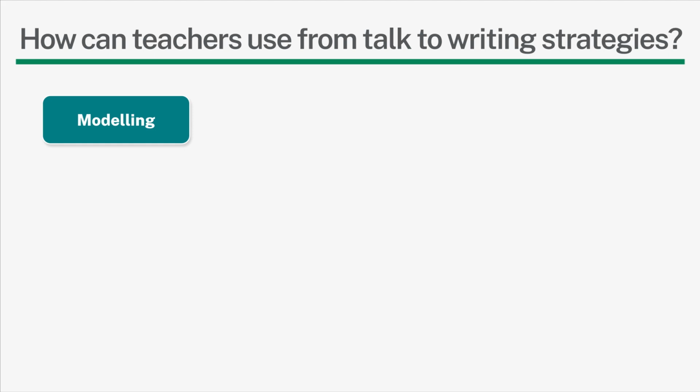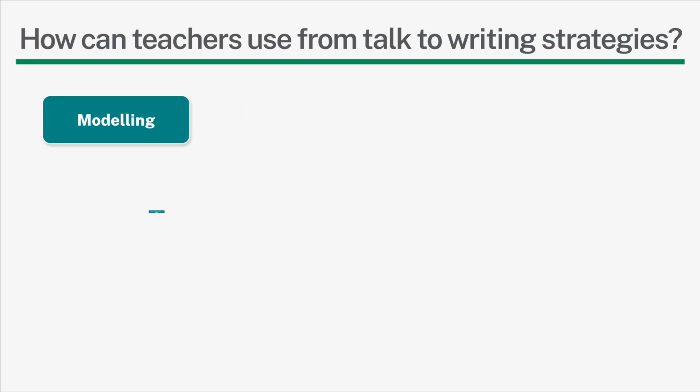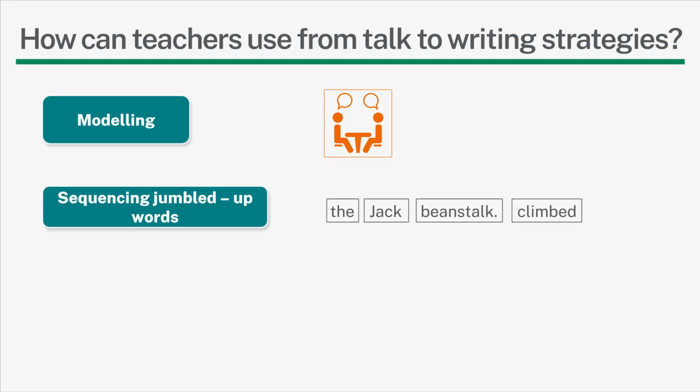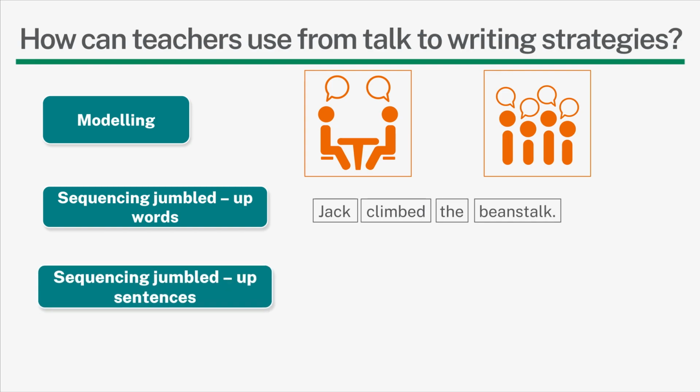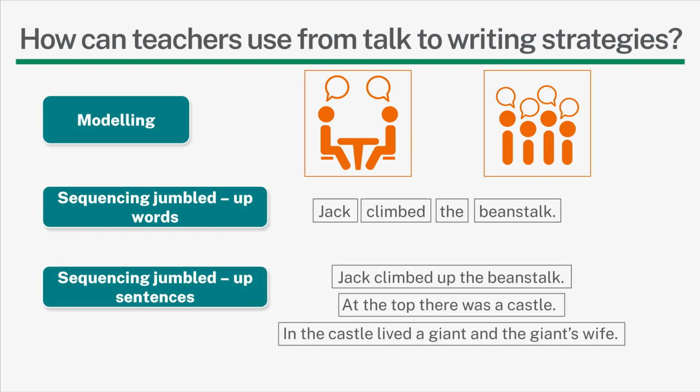Another modelling and scaffolding strategy is to give learners a substitution table. These provide models of sentences but with a range of word choices for learners to select from in columns to construct their own sentences. Further modelling can be provided by preparing cards with words that are jumbled up for learners to collaboratively sequence correctly into meaningful sentences. This could also be a set of sentences to sequence that create a meaningful text.